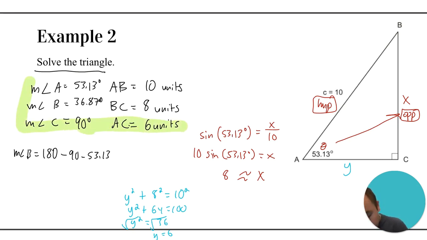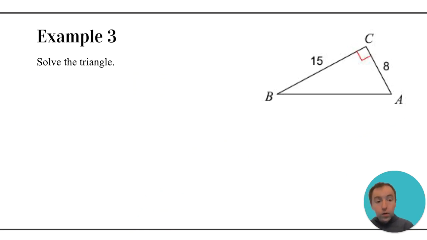And then we have solved the triangle, because that meant that we needed to figure out all 3 angle measures and all 3 side lengths. So we just want to look at one more of just solving a triangle.